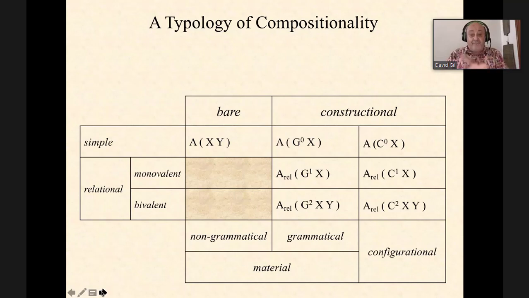Now, all of this was frightfully complex. What I'm going to do for the rest of this talk is basically to flesh this table out with specific examples, as I said, both from natural languages, that's from human languages, and also from animal communication. So let's plunge into the data.